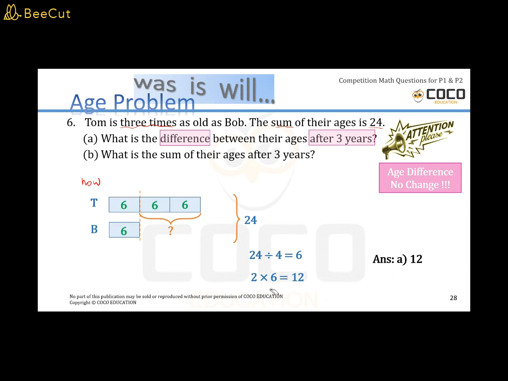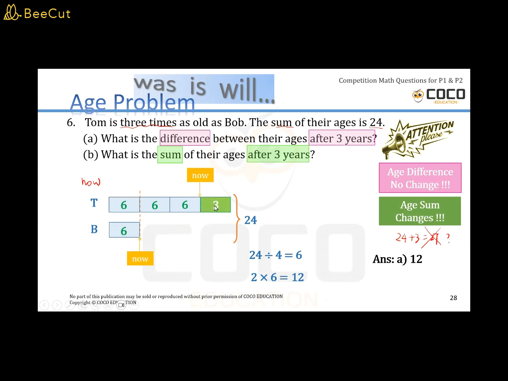The difference, no change. Part B, it asks us to find the sum 3 years later. But can we just use 24 plus 3 equal 27? No, we know that already. Not only Tom getting 3 years older, but also Bob getting 3 years older as well. So you should plus 3 for Tom, then plus another 3 for Bob. So the sum is getting double 3, which is 6 more than before. So the answer is 30.